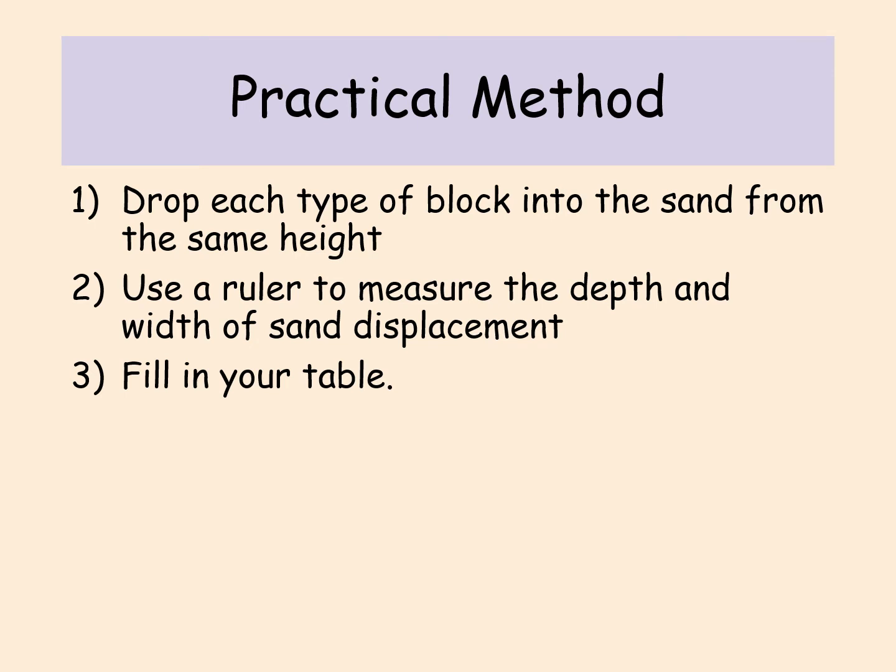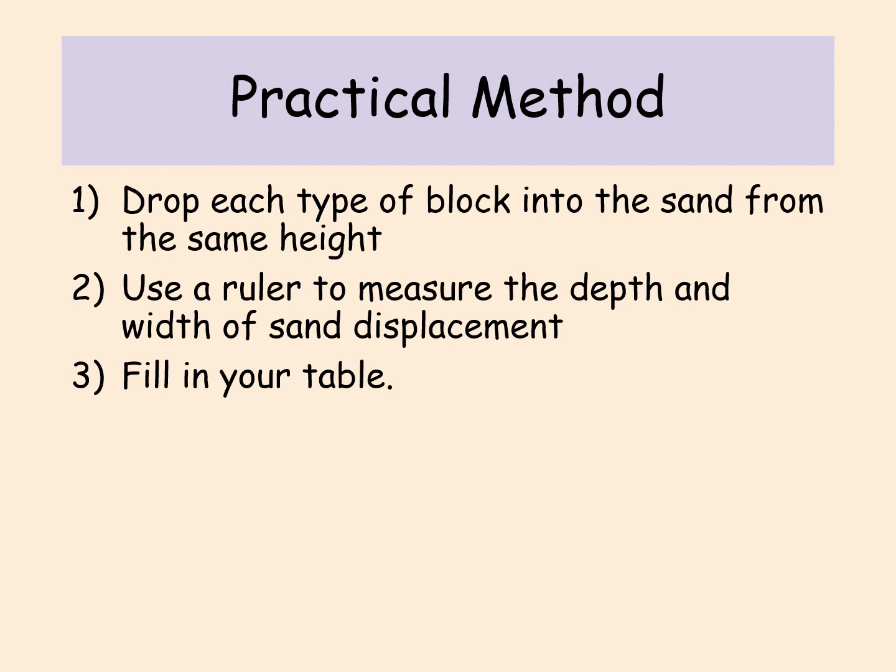So this is our practical method. Drop each type of block into the sand from the same height. Use a ruler to measure the depth and width of sand displacement and fill in your table. So on here, what I'd like you to do, please, is in your books, make a list of the different variables. So remember, independent variable is the variable thing that we change about the experiment. Dependent variable is the thing that we measure in the experiment, and control variable is what stays the same. Pause the video and note those down in your book.